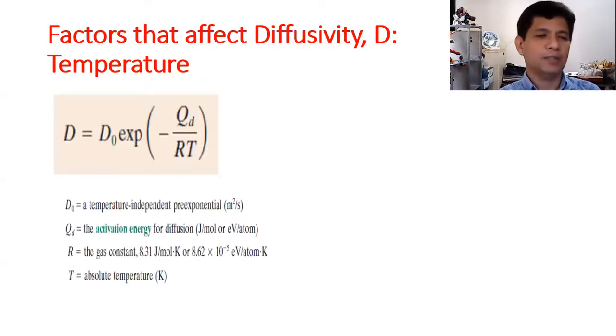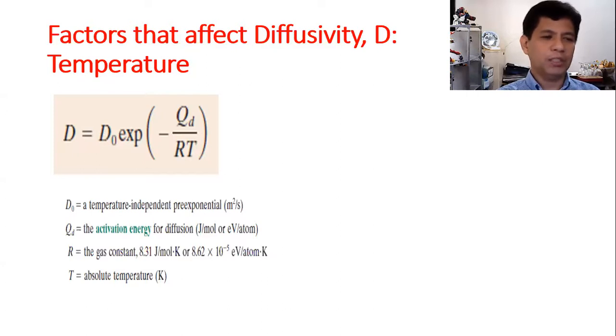Okay, siyempre, the second factor is temperature. So, ito yung sinasabi ko sa inyong Boltzmann equation ng diffusivity. So, D0 is a temperature independent pre-exponential. Ito yung parang sa 0 degrees Celsius. Makikita nyo mamaya may table tayo ng D0. Pre-exponential factor, parang diffusivity at 0 degrees Celsius, o pwede, depende kung ano yung reference temperature nyo. Depende sa table. Unit niya, meters squared per second.